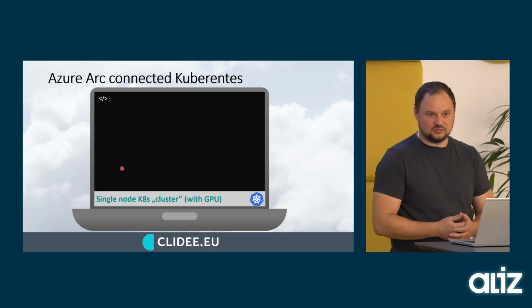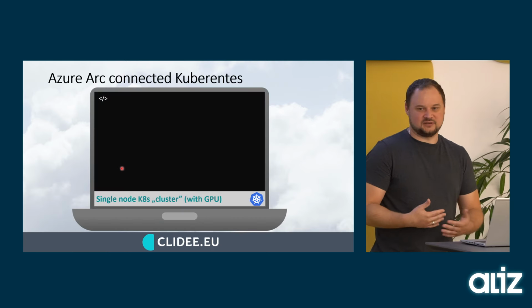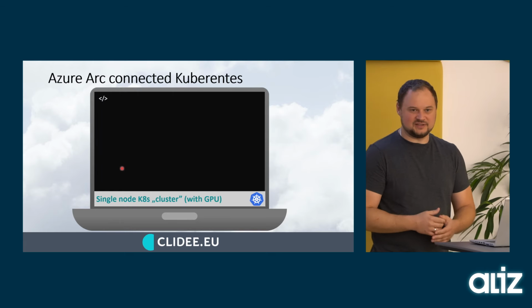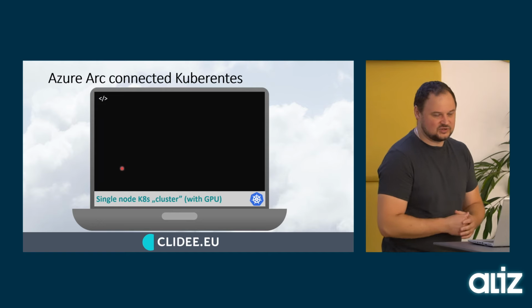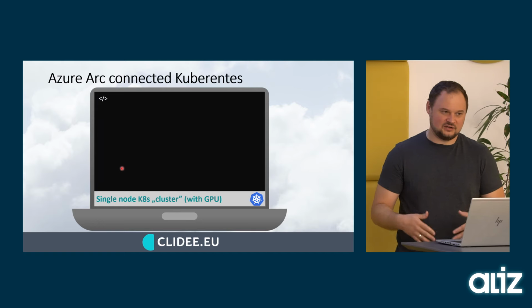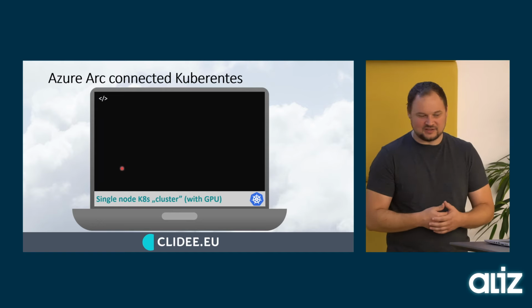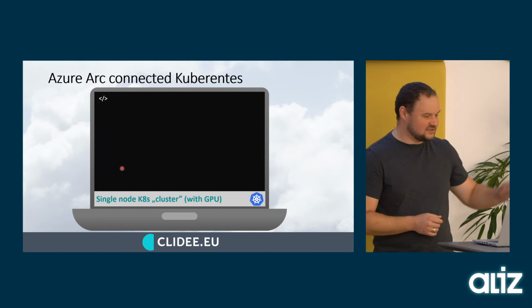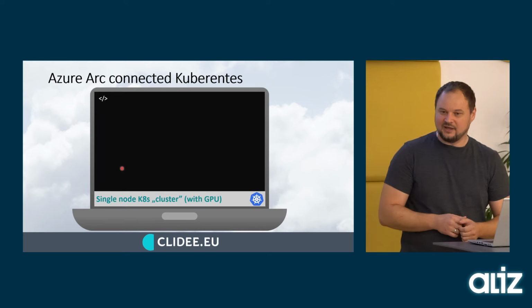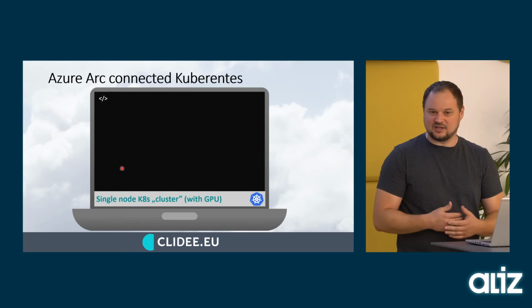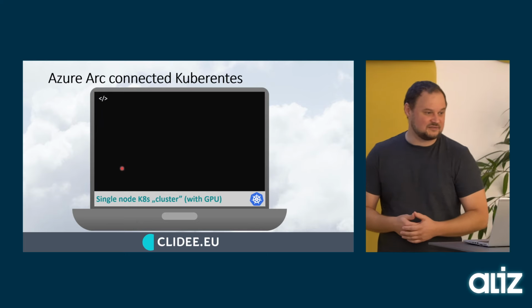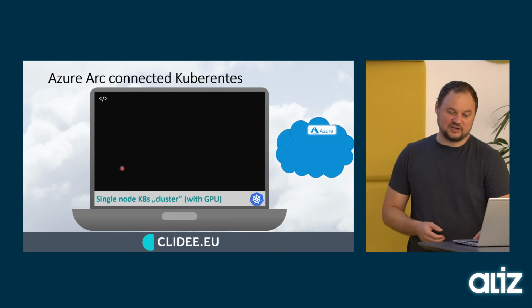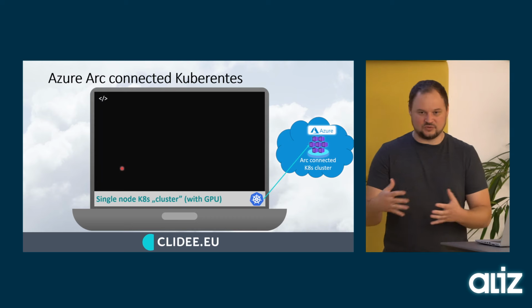What does it mean? For the Arc-enabled services, we need a Kubernetes cluster. Typically, in an enterprise environment, this is a multi-node cluster. We have multiple servers and we deploy Kubernetes with high availability. But in my case, I have just one notebook and one SBC, small board computer, as servers, so it can also work with a single node. But the point is to have a Kubernetes cluster. Once we have this Kubernetes cluster, we can connect it to Azure.